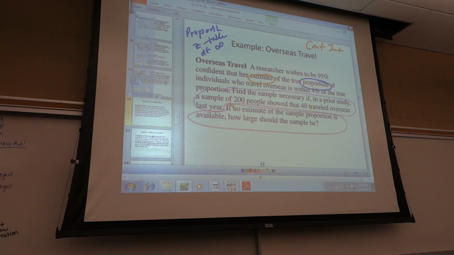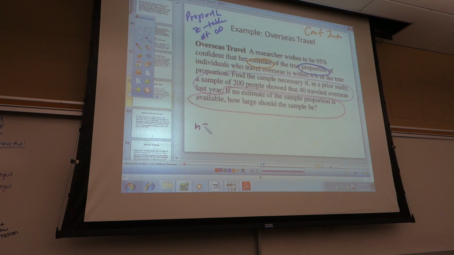Everybody, find, it's a proportion. So what I want everybody to do for the first one is write down the formula. N equals what? It's on that yellow sheet. Write it down, and then fill it in and start. What did you say it was? P hat times q hat times critical value over E squared.